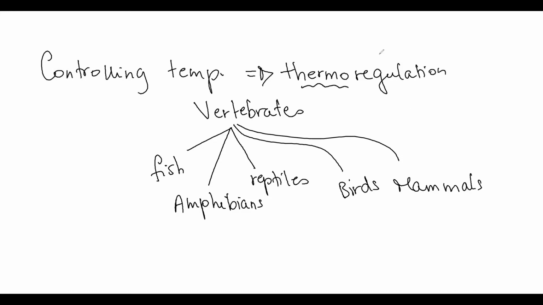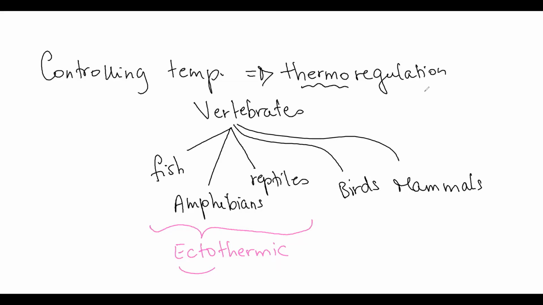Now, these animals cannot keep their body temperature constant. They are called ectothermic animals. Ectothermic means that their body heat or temperature is affected by the surroundings, something coming from outside their body. If the weather is cold, the temperature of the blood will be cold. If the weather is hot, the temperature of the blood will be hot.